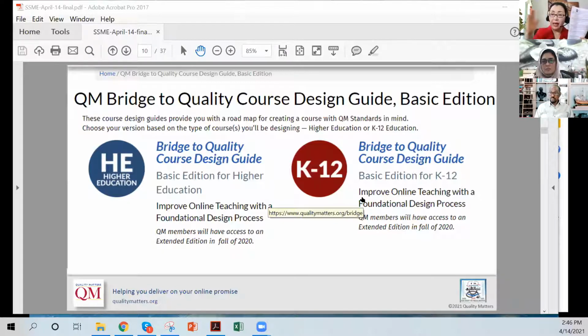They came from face-to-face and they have tried remote teaching for a few months, but now they are looking for quality. So we offered this guide just to map in between, so that the goal is for all the courses to meet QM standards eventually. So this is something in between.